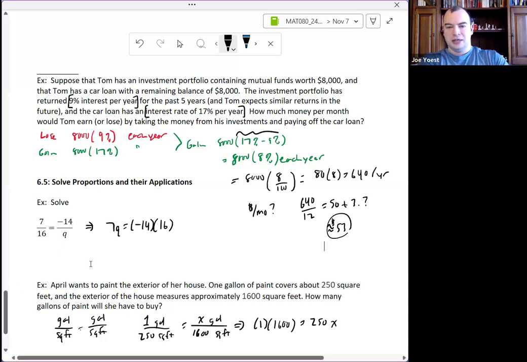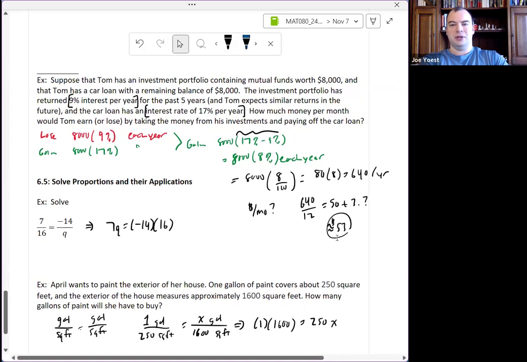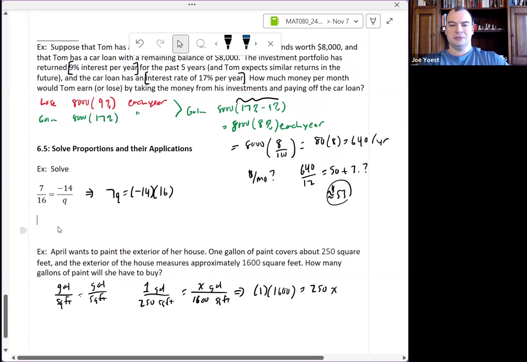So it's a more complex problem than simply the numbers, but at least you know what the trade-off is. The trade-off is you're paying $53 a month to keep this $8,000 isolated in investments instead of using it to pay off the car loan.